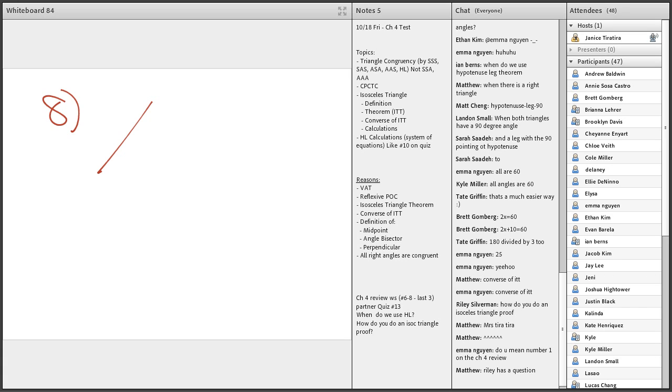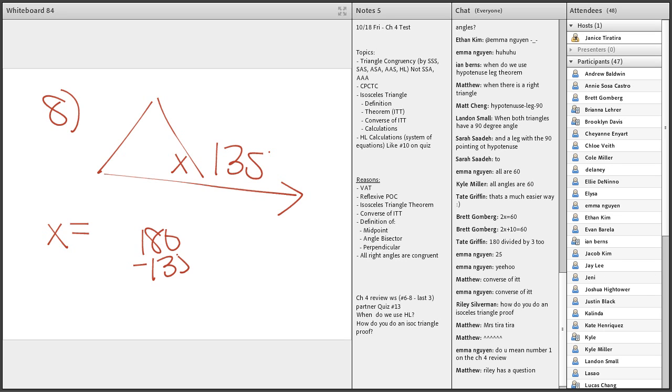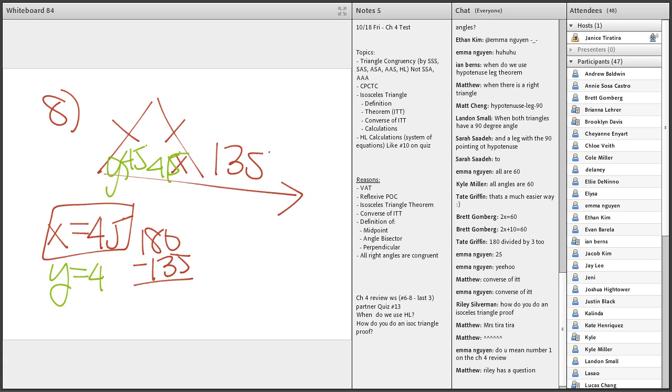So here's number 8. This is using the old fact, linear pair. So to find x, these two add to 180. So x is equal to 45 degrees. Then, where else is it? Oh, these tick marks were here. So if two sides are congruent, then two angles are congruent. That's the isosceles triangle theorem. So since this is 45, y is also 45. No calculation needed. Boom, 45 degrees.